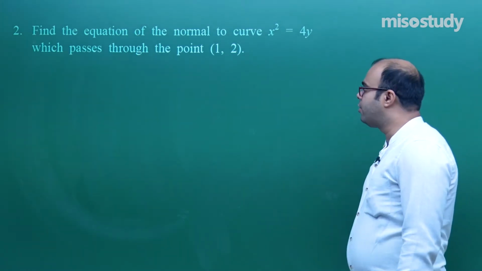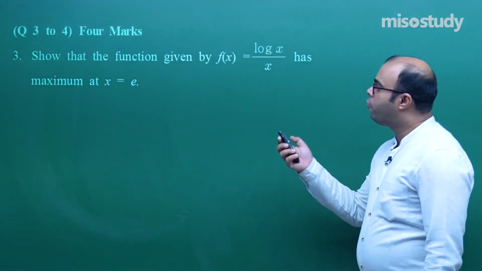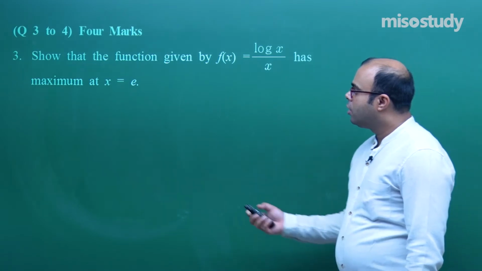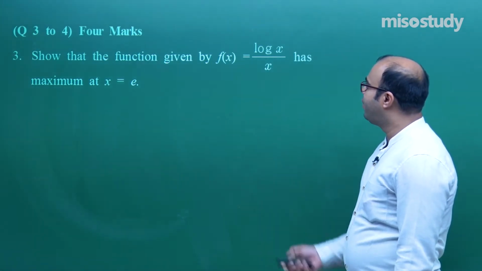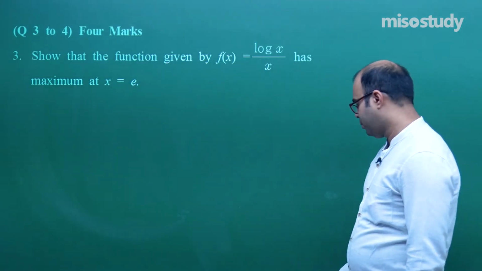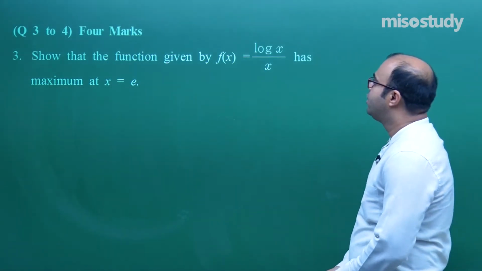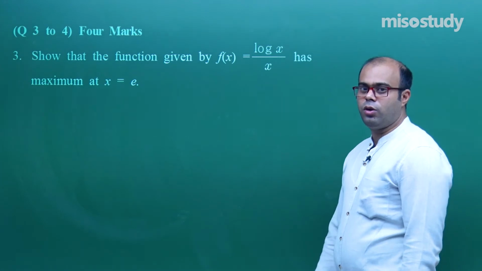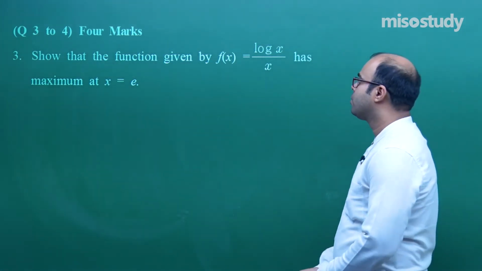Third question is of 4 marks. So show that the function given by f(x) is equal to log x by x has a maximum at x equal to e. So if you see here, this function has a maximum at x equal to e. This is our task to prove.